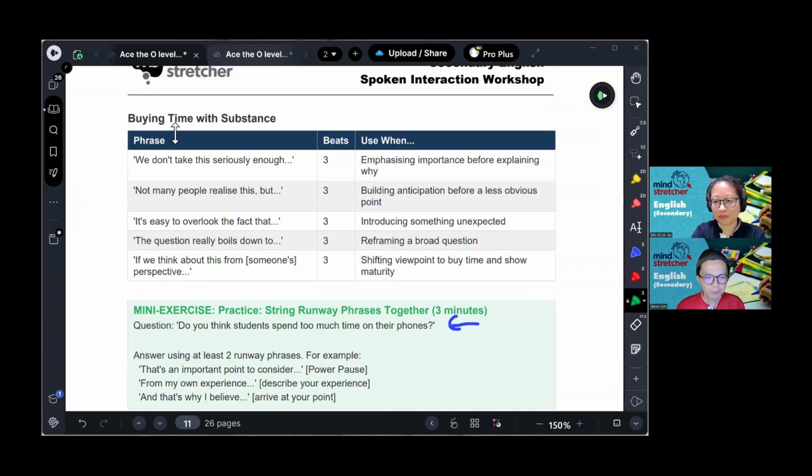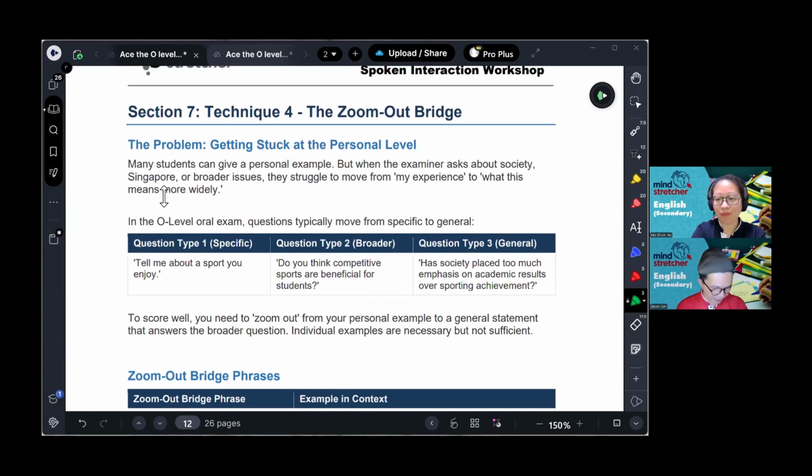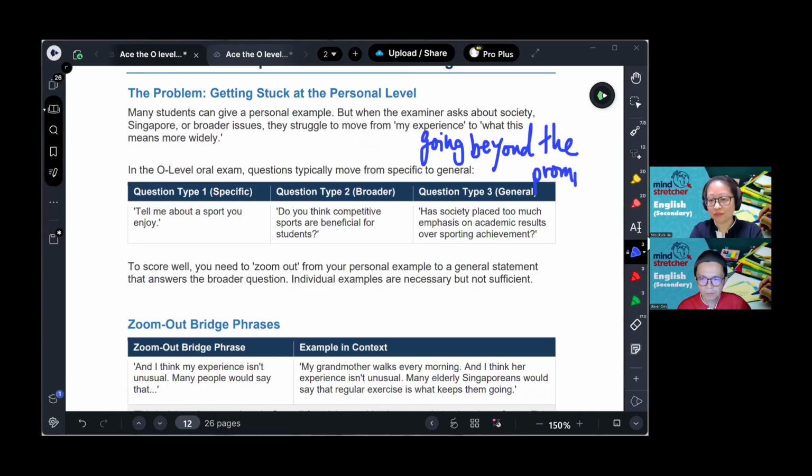Okay, so we move on to the next section. The next technique, technique 4, is zoom out. So you don't want to get stuck at a personal level. When you zoom out, you're actually going beyond the prompt. This is the one which enables you to escape from the confines of that question.